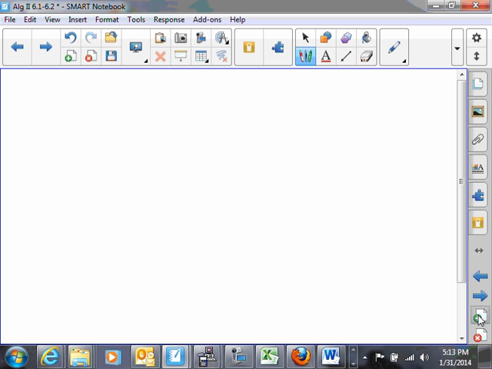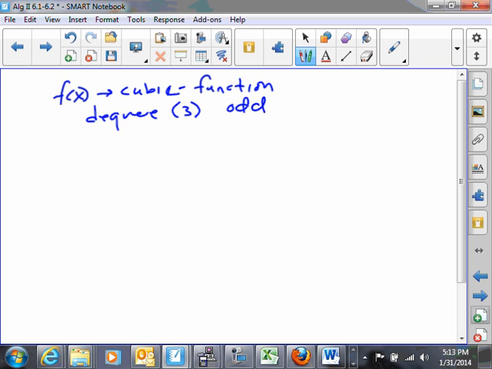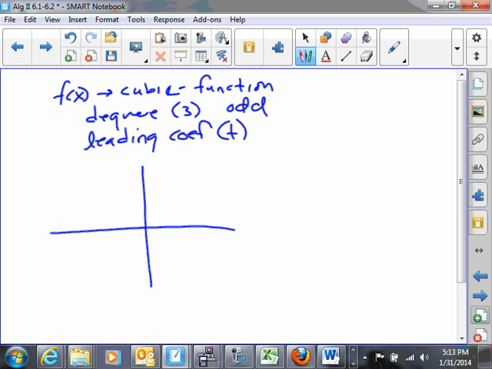Now, if we have an odd degree function, let's just start out with a cubic function. If f of x is a cubic function, not to be confused with cubic zirconium, the degree would be 3 for a cubic, that's odd. And let's say the leading coefficient is positive. Okay. Now, the graph will look something like this.